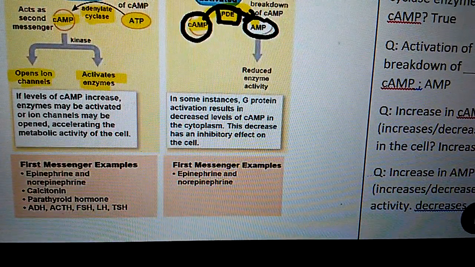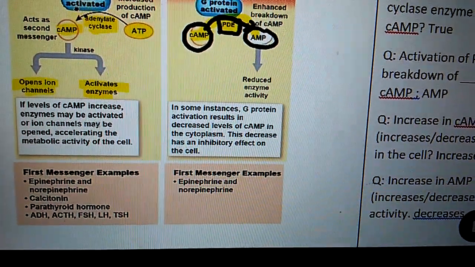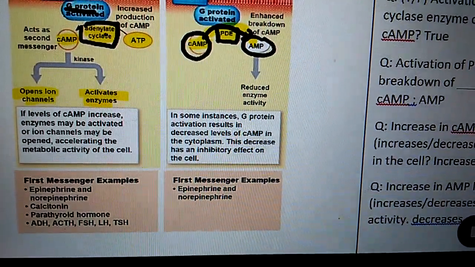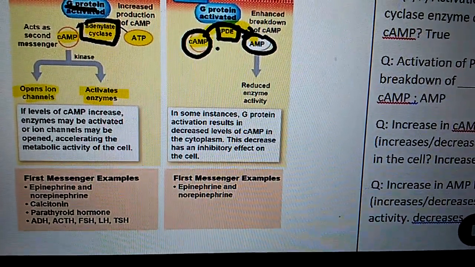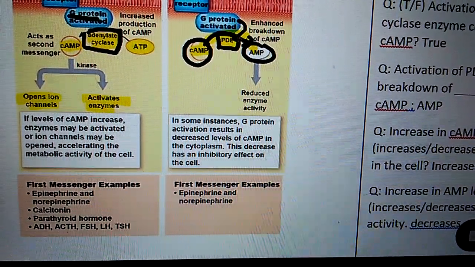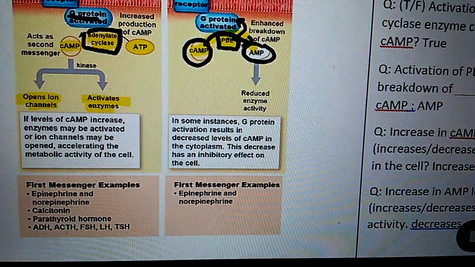What is responsible for activating adenylate cyclase? G protein. What activates PDE? G protein.